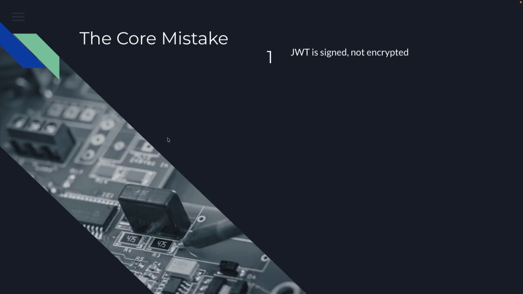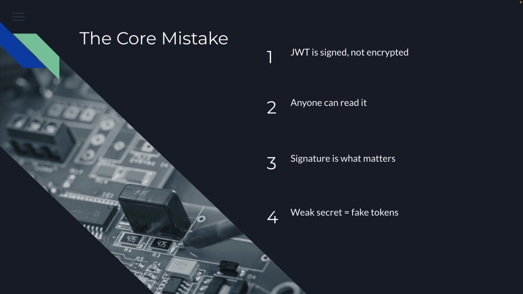Basically, the JSON Web Token is not encrypted. The one thing that is protecting it is a secret, right? The secret string. Anyone can read what's inside. The only thing that is protecting it is the signature, which is basically the secret keyword. If the secret used to sign it is weak, anyone can generate their own token, right, and take advantage of it, right?